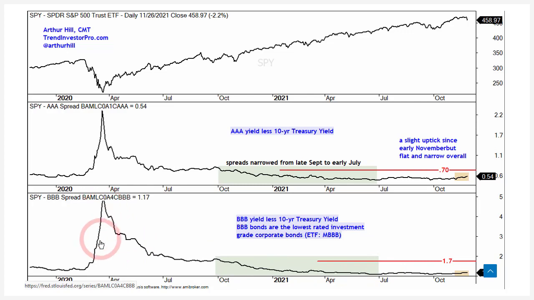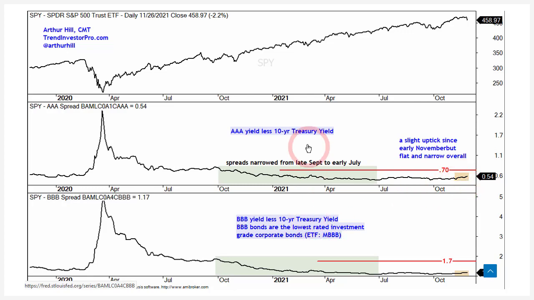And you can see, there's the surge when we had the COVID crash. And you can see the market went down. And then these yield spreads came down hard and the market went up. And these yield spreads pretty much narrowed into the end of June, and the market went up, and the yield spreads have been flat since July, but they have ticked up a little bit.